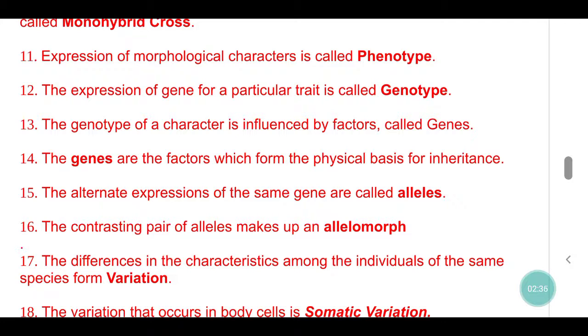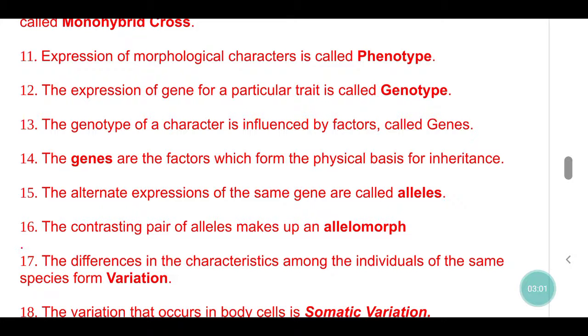The genotype of a character is influenced by factors called genes. The genes are the factors which form the physical basis for inheritance. The alternate expressions of the same gene are called alleles. The contrasting pair of alleles makes up an allelomorph.